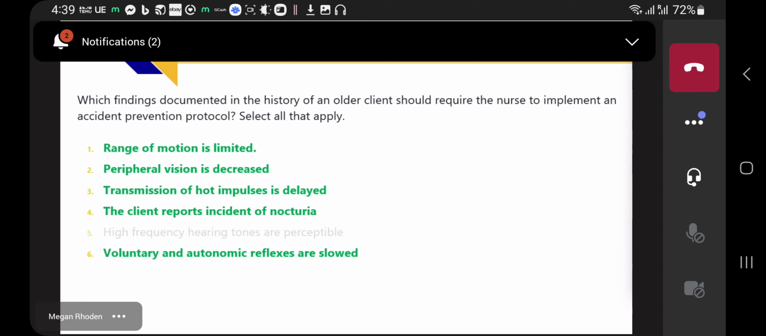Okay. Someone has asked if I can explain number 4 further. So the client reports incidents of nocturia. So if your client is up in the middle of the night, if they're not able to sleep, they're wandering around their home, this could increase their opportunity to have an accident. So if they're up wandering around in the middle of the night, they can't sleep, they're sleepwalking, they could, of course, have more accidents. So we would want to make sure that we are implementing an accident prevention protocol if they are reporting that they're up wandering around in the middle of the night. Okay.